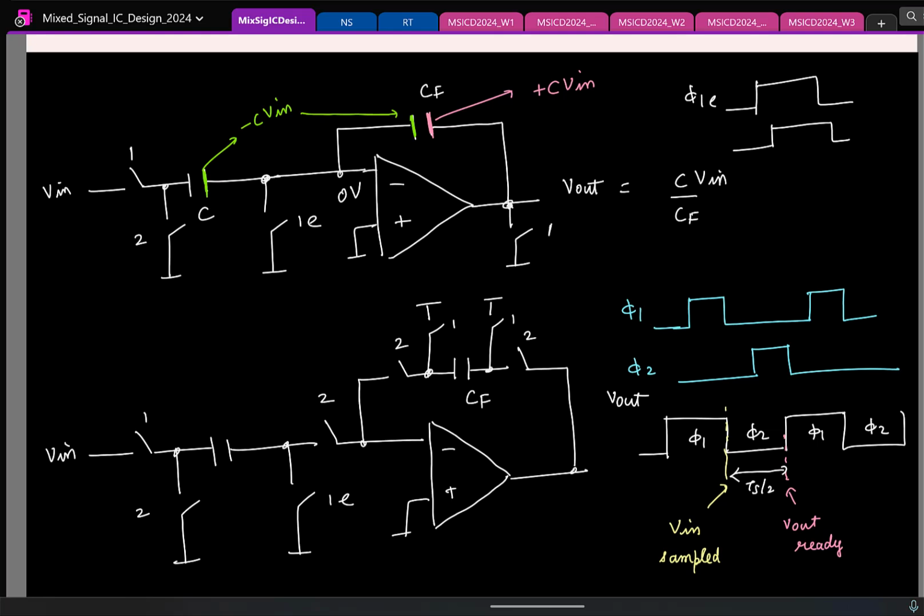Right now there is a delay because there are two operations we have to do. One is sampling, the other is transferring the sampled charge to CF. These two are happening in two different clock phases, resulting in this half clock cycle of delay. Now if I don't want to have any delay, what should I do? I should have both of them happening at the same time, right? So that leads to this variation.